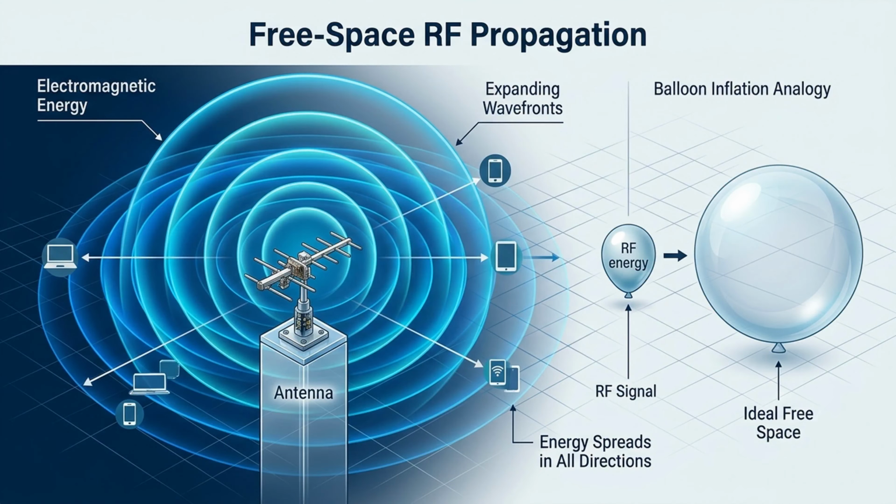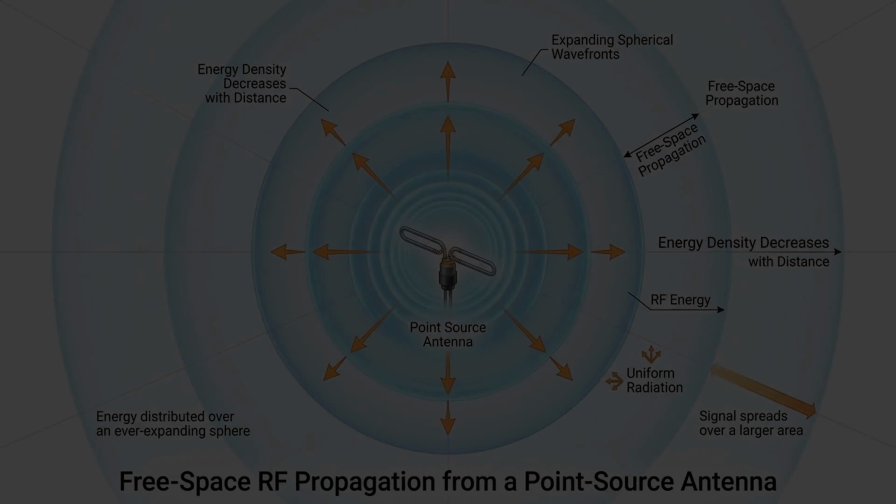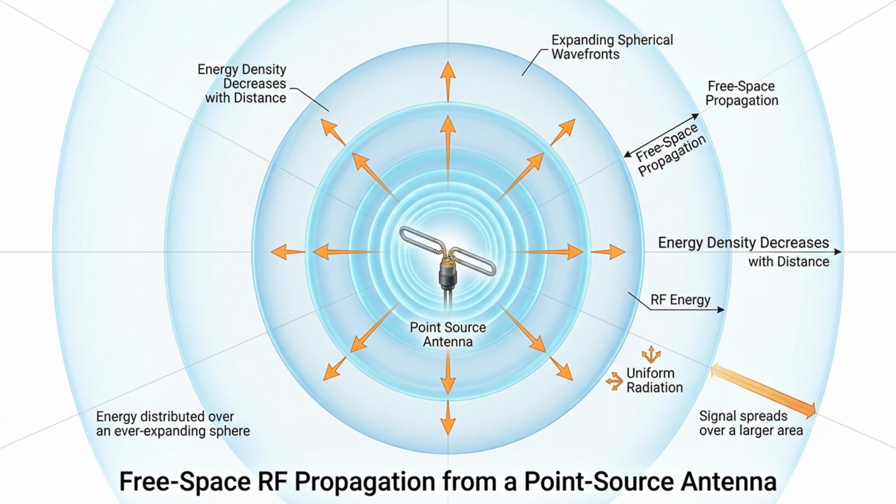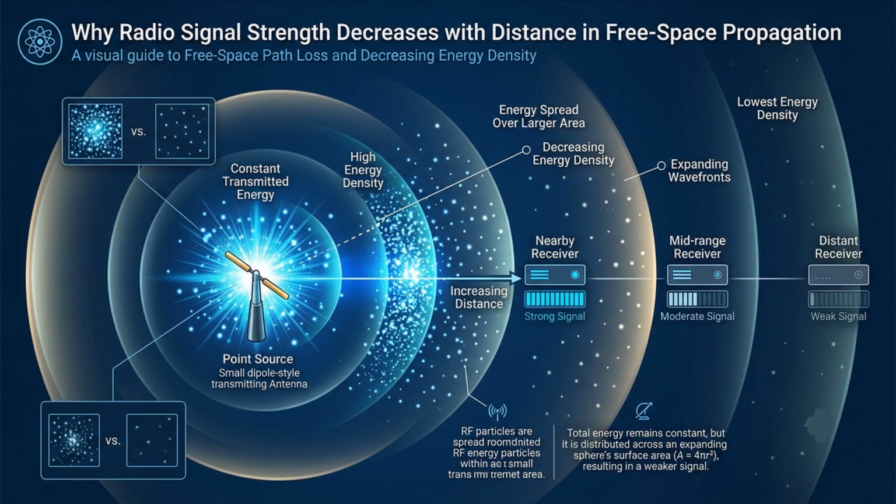Free Space RF Propagation. When an antenna emits an RF wave, it releases electromagnetic energy. In an ideal environment with zero obstructions, known as free space, this wave behaves like an expanding balloon. To understand this principle, imagine the antenna as a point source radiating RF energy uniformly in all directions. As the wave moves away from the antenna, it forms an ever-expanding sphere. The total transmitted energy remains the same, but it is distributed over an increasingly larger area. Consequently, the energy density decreases with distance, resulting in a weaker received signal.